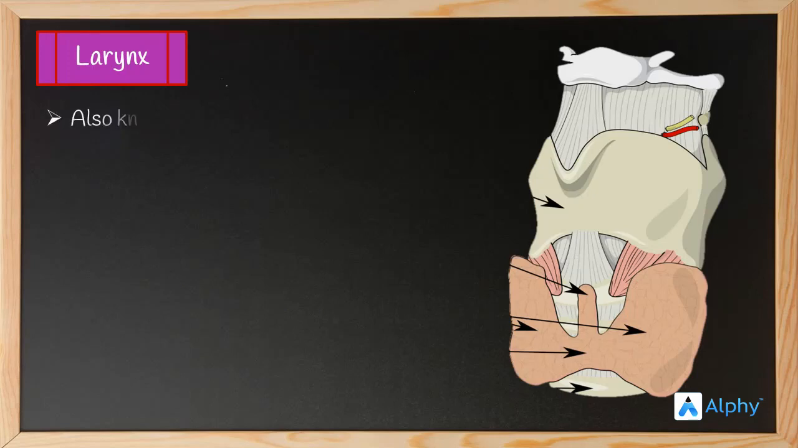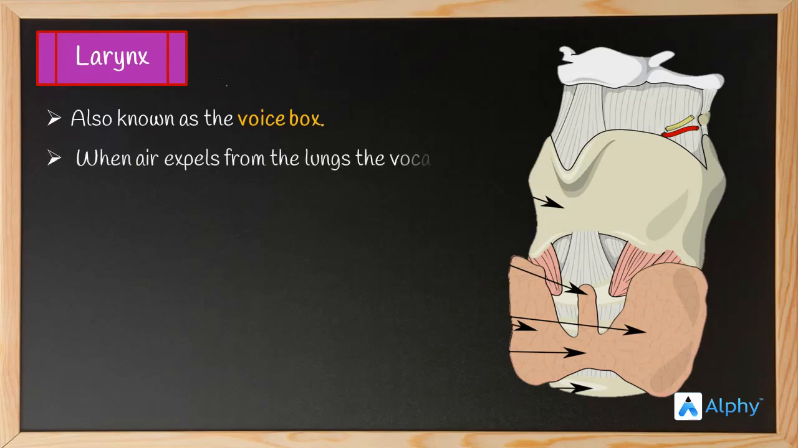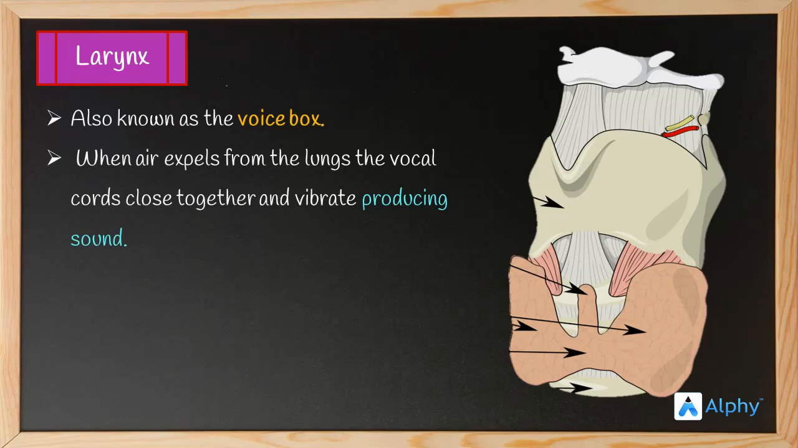Next we have the larynx. It is also known as the voice box. Why? When air expels from the lungs, the vocal cords close together and vibrate, producing sound. That's how sound is produced from our mouth. This is the reason why the larynx is called the voice box, since it plays a role in speech.